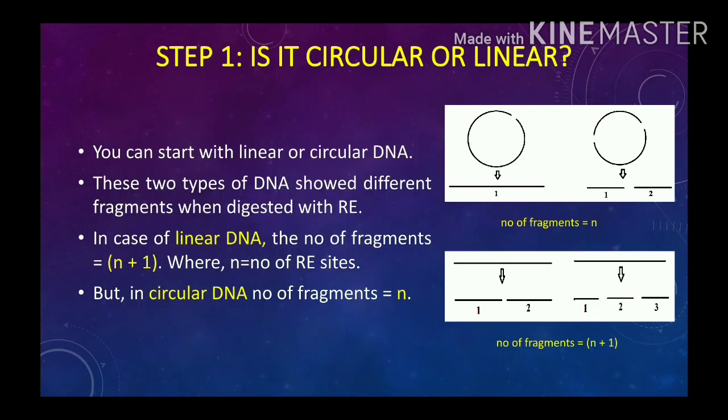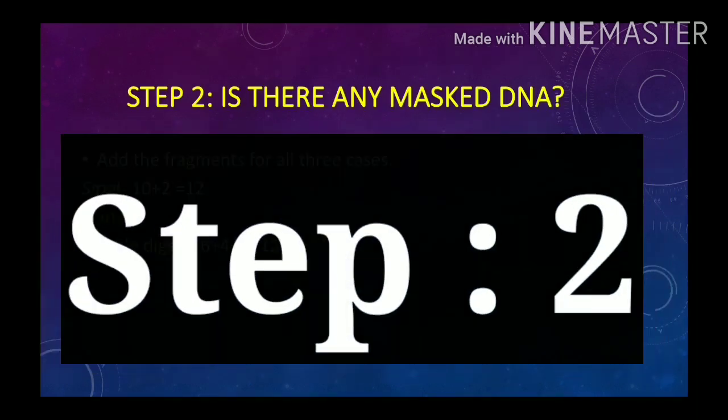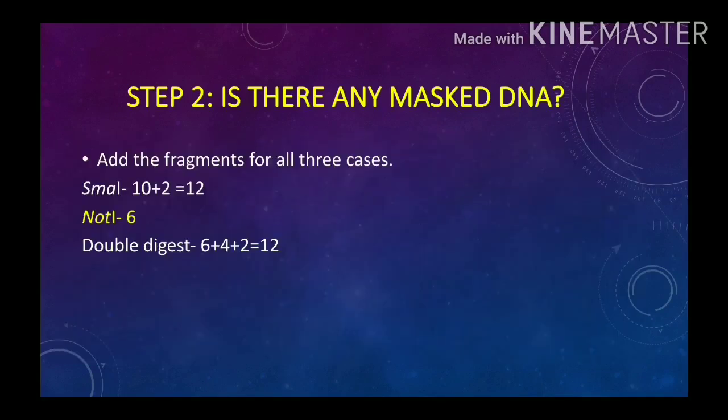So, if you know how many fragments are produced after the digestion, you can easily calculate how many cutting sites are there. I have already told you that after the digestion is complete, the fragments are separated using gel electrophoresis. But if 2 fragments are the same size, they are not generally resolved in this technique. In that case, you may miss some fragments. They are called masked DNA or missing DNA.